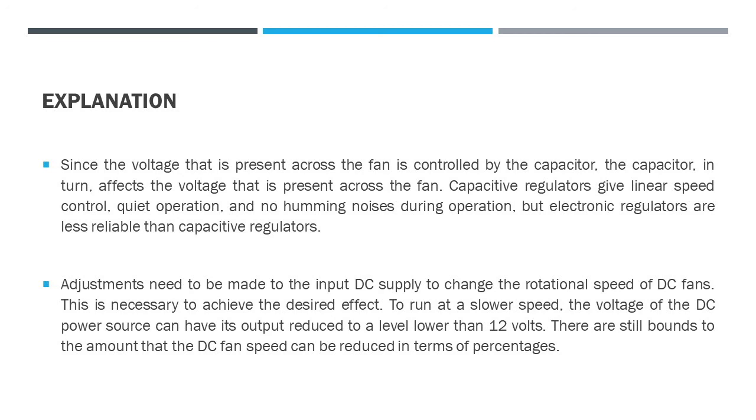To run at a slower speed, the voltage of the DC power source can have its output reduced to a level lower than 12 volts. There are still bounds to the amount that the DC fan speed can be reduced in terms of percentages.